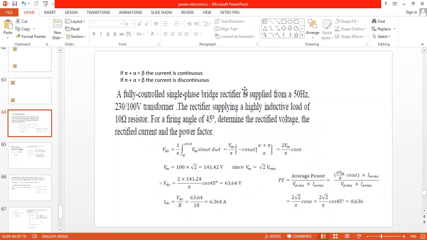All of you, fully controlled converter, how many SCRs should we have? Anyone? Fully controlled converter, how many SCRs? 4 SCRs. A bridge rectifier, right? So 50 hertz, 230 volts, 100 volts transformer, having an inductive load, the inductor value they have not given, 10 ohm resistor, inductive load, RL load or motor.